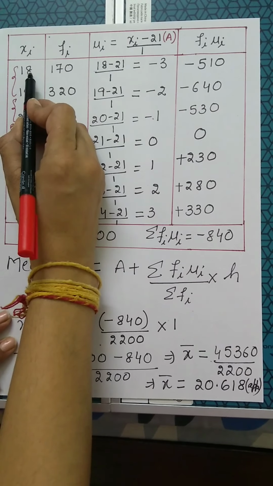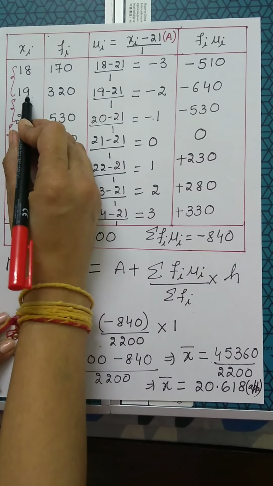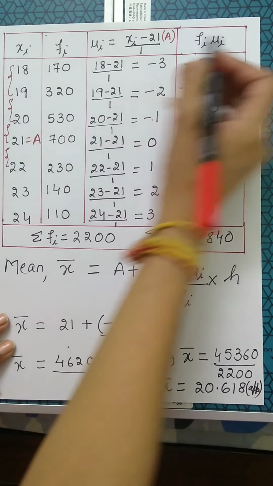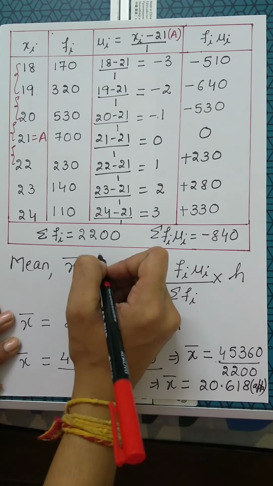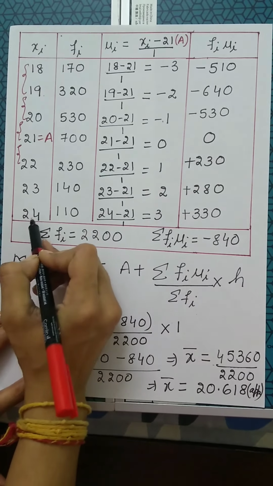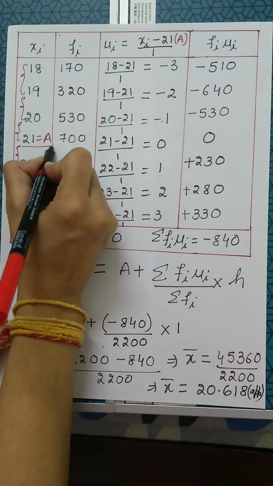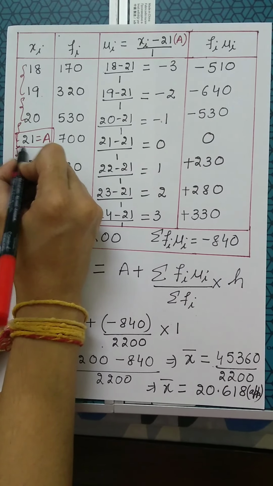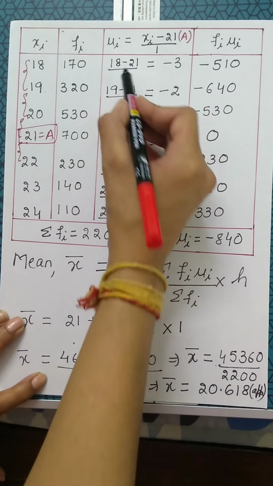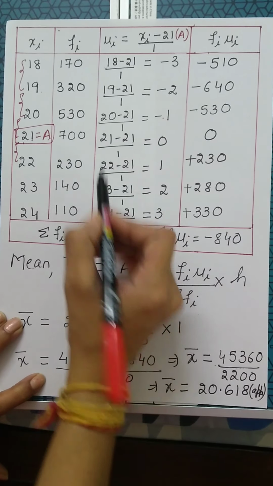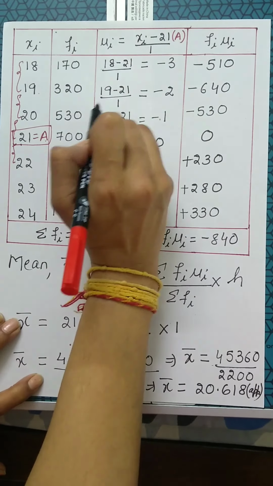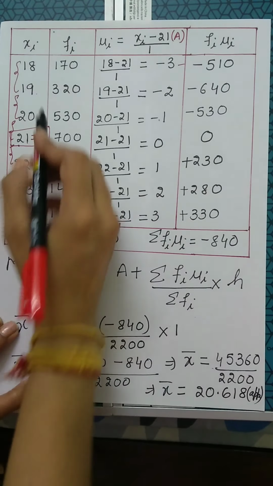Now 19 minus 18, 1. 20 minus 19 is 1. 21 minus 20 is 1. That means h here is 1. Now 1, 2, 3, 4, 5, 6, 7. Middle value will be 21. So I will be taking capital A as 21 and putting all the values in the formulas. That is 18 minus 21 divided by 1. Because h is 1, I get minus 3.